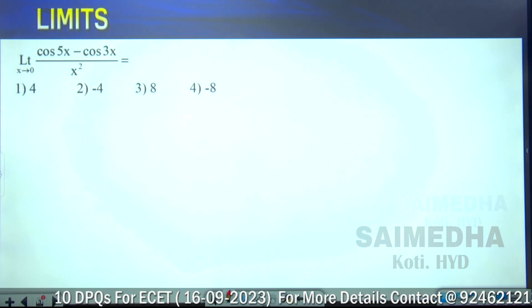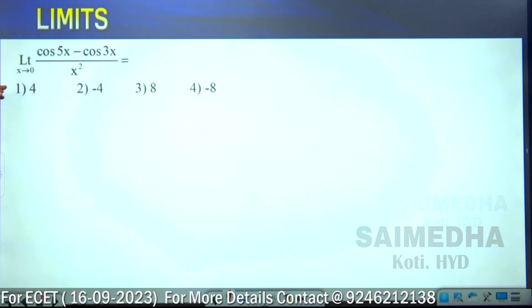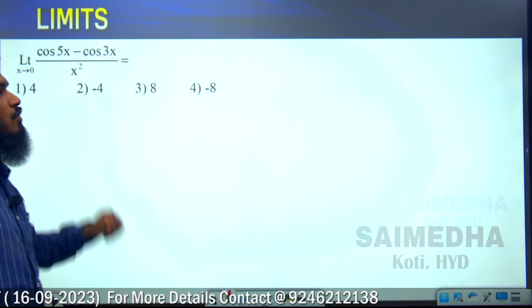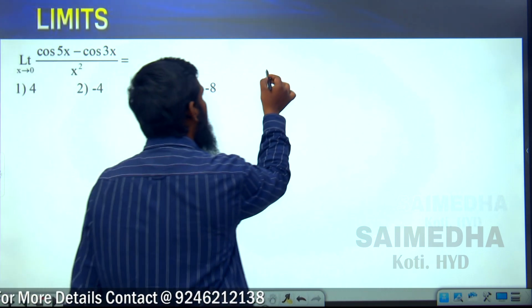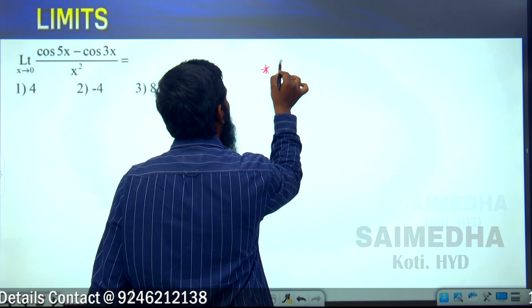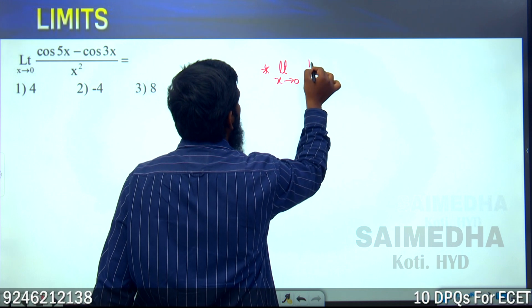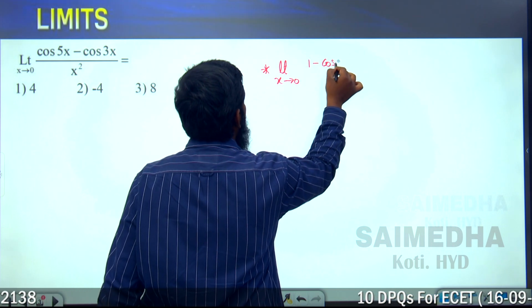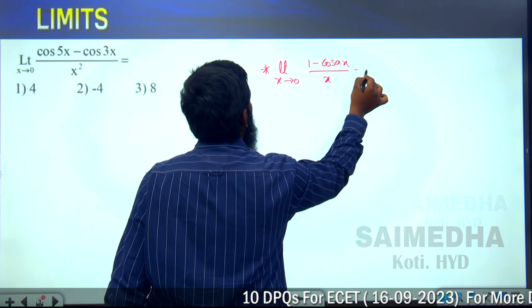Now let us go for the next question. Limit x tends to 0, (cos 5x minus cos 3x) divided by x square. Just now we have taken a shortcut, and similarly for this part also we have a shortcut. Limit x tends to 0, (1 minus cos ax) divided by x is equal to 0.